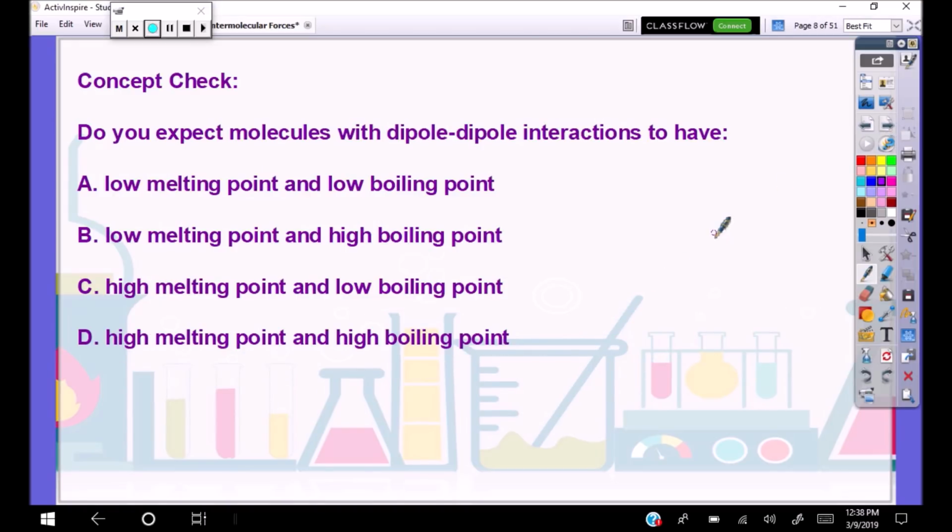All right, concept check. Do you expect molecules with dipole interactions to have a low melting point and low boiling point, low melting point and high boiling point, a high melting point and low boiling point, or a high melting point and a high boiling point? Hopefully, you chose D. Stronger dipole attractions are going to have high melting points and high boiling points.